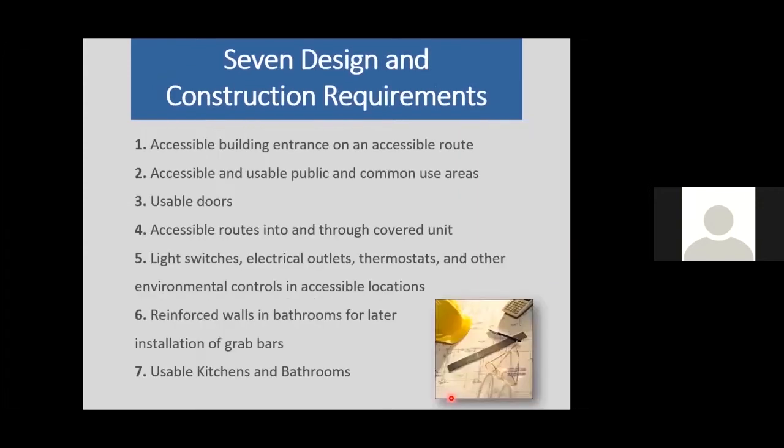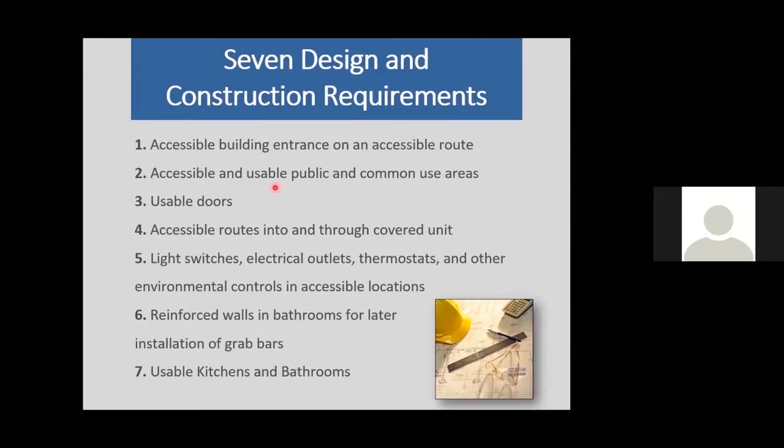What these requirements are listed here. There are 7 design and construction requirements under the Federal Fair Housing Act. These requirements are listed in the statute as fairly broad, without prescription, or that is criteria on how to comply. So we arrive at the site, we need an accessible building entrance on an accessible route.